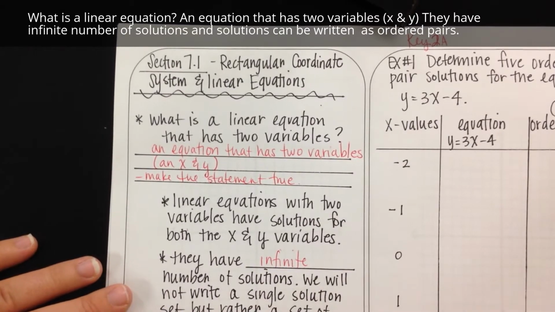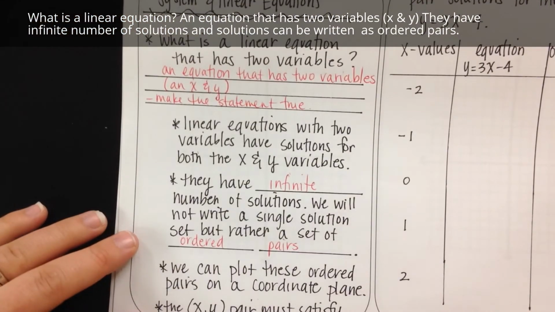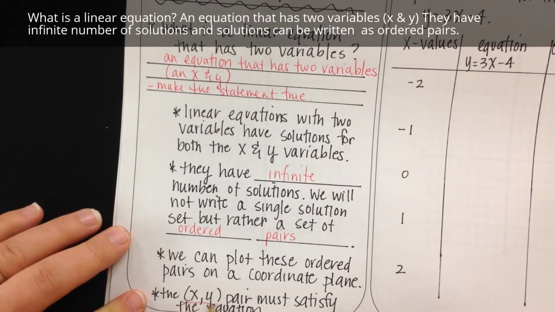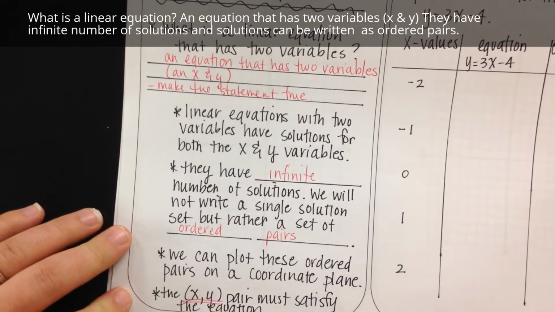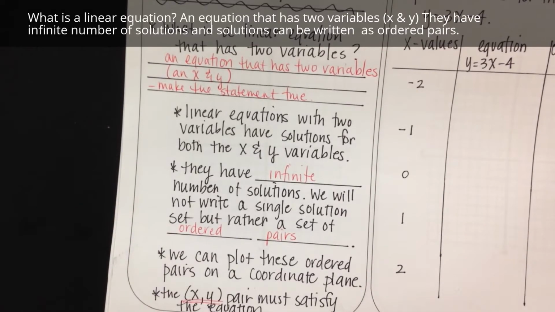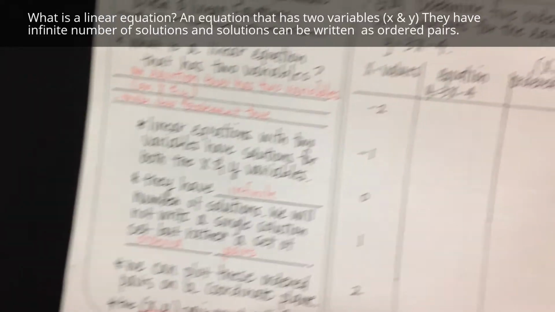And remember, ordered pairs is what we're going to plot on the graph. They usually run in the X, Y format. Okay, and the key thing with these is both the X and the Y have to satisfy the equation. So we're making that statement true. Okay, go ahead and go to the next page.